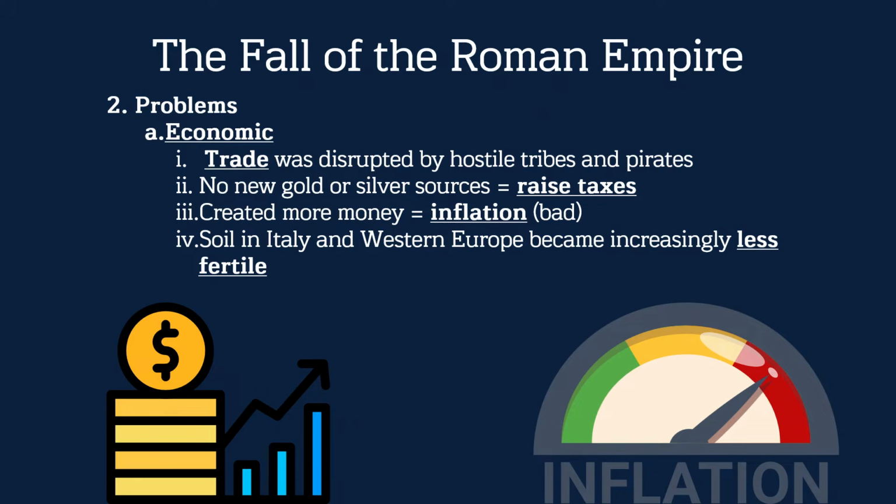Now, when we talk about economic problems, trade is being disrupted by the neighboring tribes. They're hostile. Pirates are, of course, attacking the open seas. There's no new sources of gold or silver, and so the government is raising taxes. They're coining more money and trying to fund projects, thus inflating the currency, which has been a real issue the last couple of years since COVID, and the soil is becoming less and less fertile as there has been overfarming.